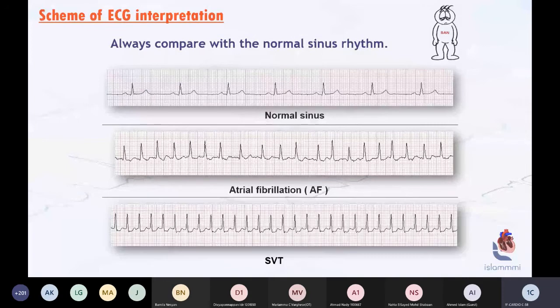And I put this one also to compare between it and the previous one, which is supraventricular tachycardia. What is the difference between the AF and supraventricular tachycardia, or SVT? No P wave here, no P wave here. But here it's completely irregular. So in AF it's completely irregular, in supraventricular tachycardia it's regular. This is the only difference.